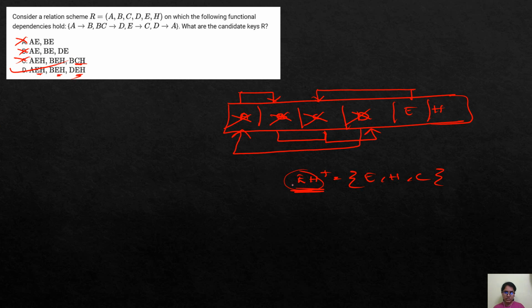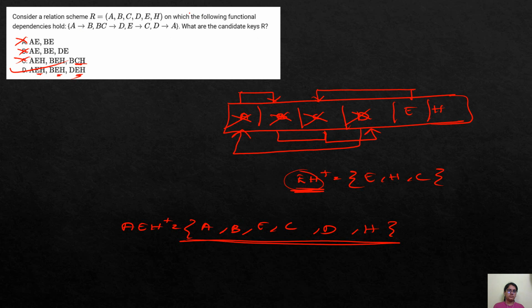But let's check now that E and H should be mandatory, and we will form the combination with this. So let's form the combination with A first and check it. A, E, H. A will derive B, and E is there. So E will derive C, okay, and BC will derive D, and D will derive A, already derived, and H we have. So see, with this combination, we have all the attributes.